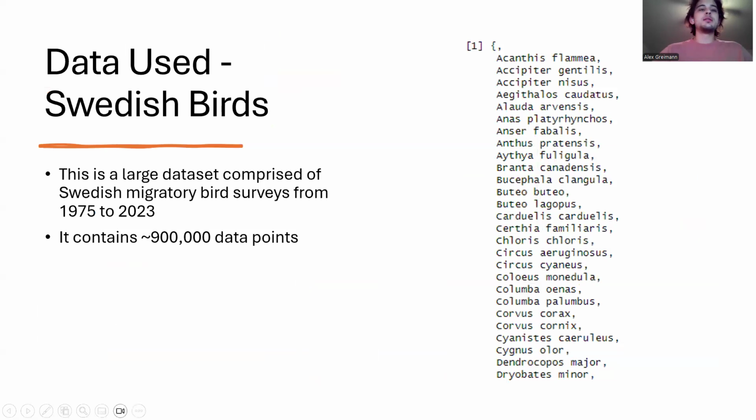So the data I used for a population of an ecosystem was a Swedish birds migratory data set. It was comprised of surveys on Swedish migratory birds from 1975 to 2023, and it contained around 90,000 data points. I converted it into transaction data. So for every sampling date, every survey date, I created a new transaction. And as part of that transaction, it was all species that were found that day. So an example of one day can be seen on the right. All these species were found on that day, and so that would be your transaction.